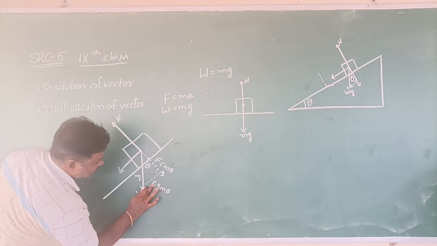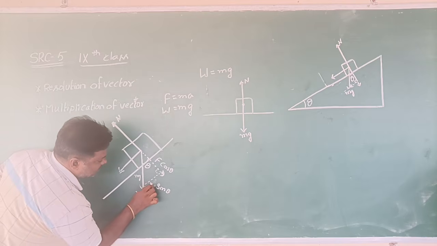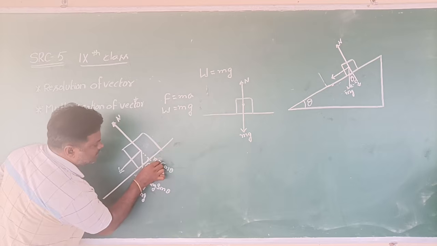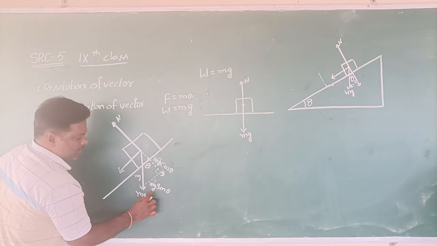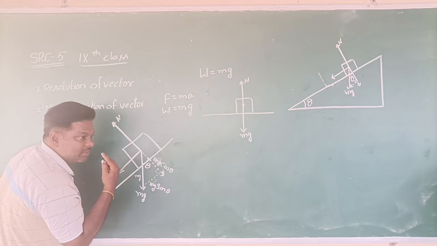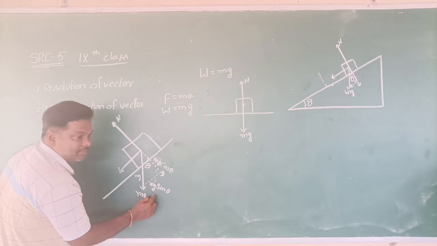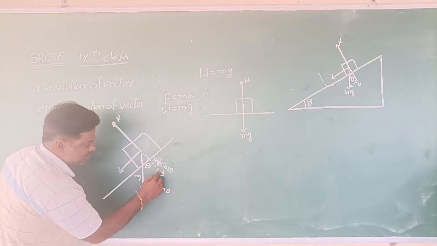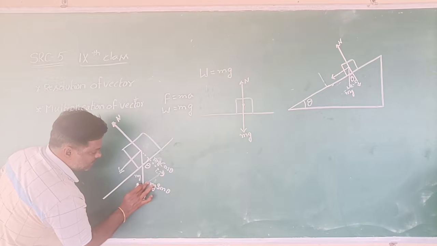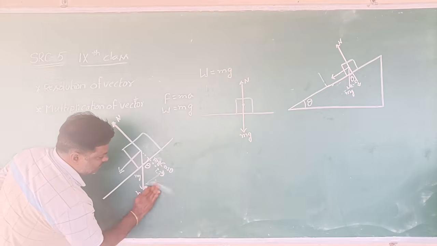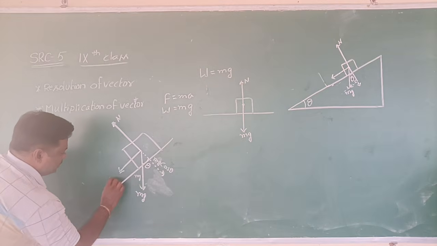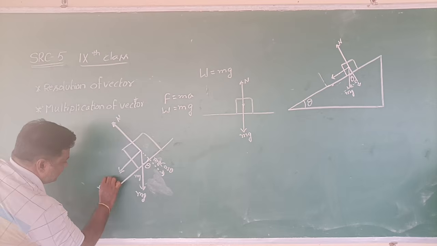So instead of writing F, I will write mg sin theta, and here it is mg cos theta.